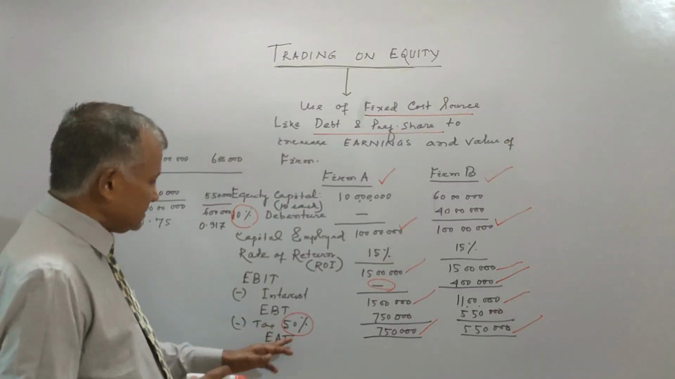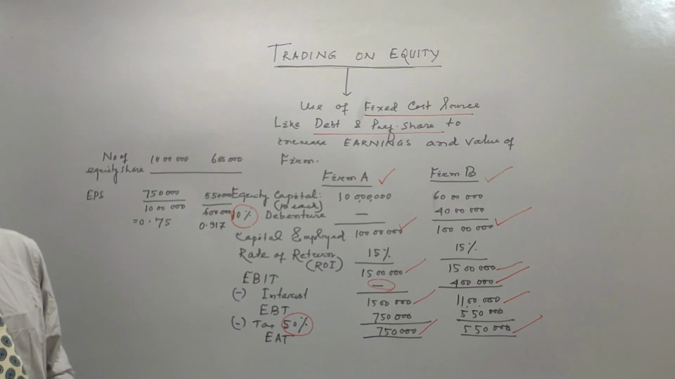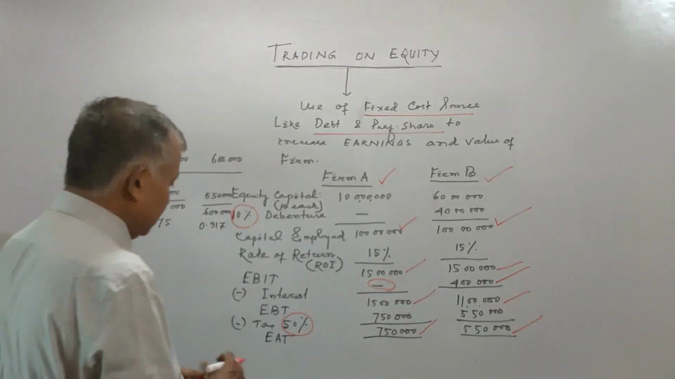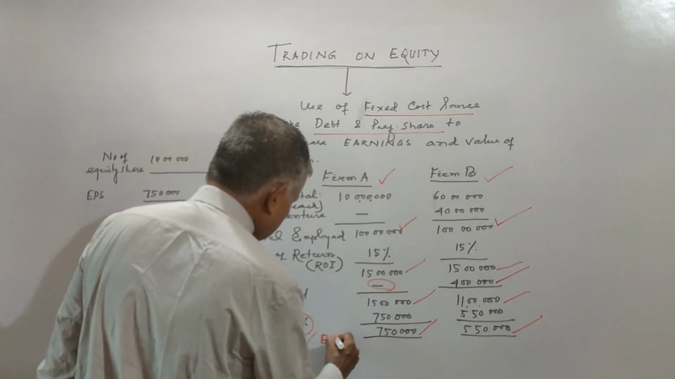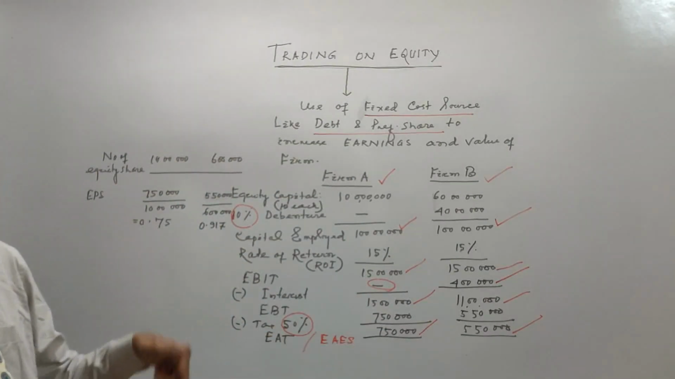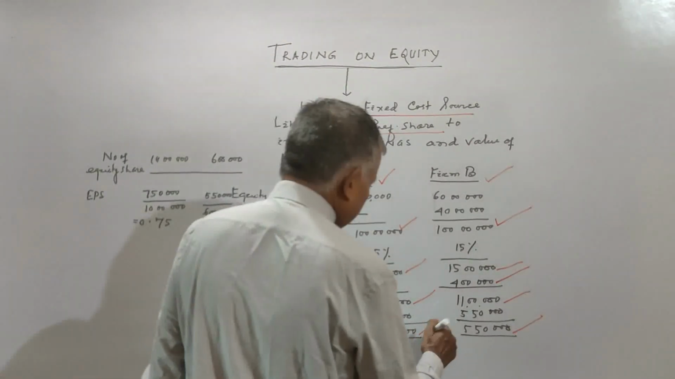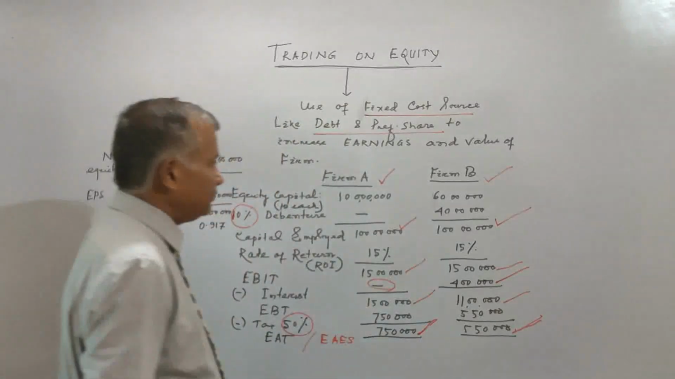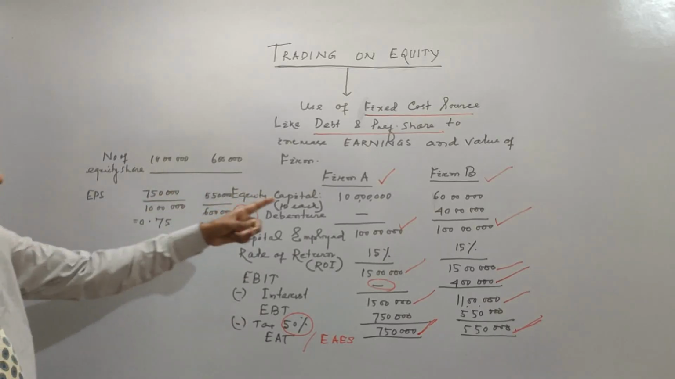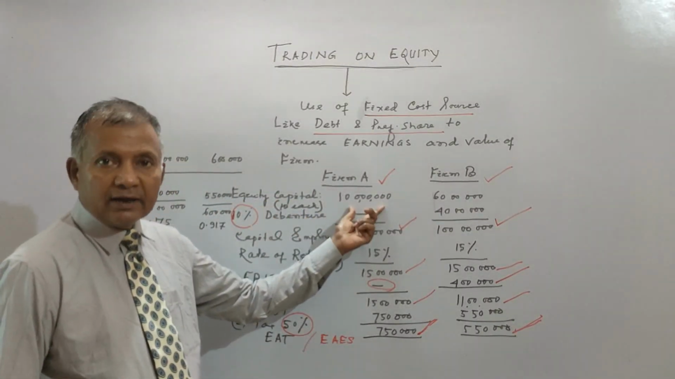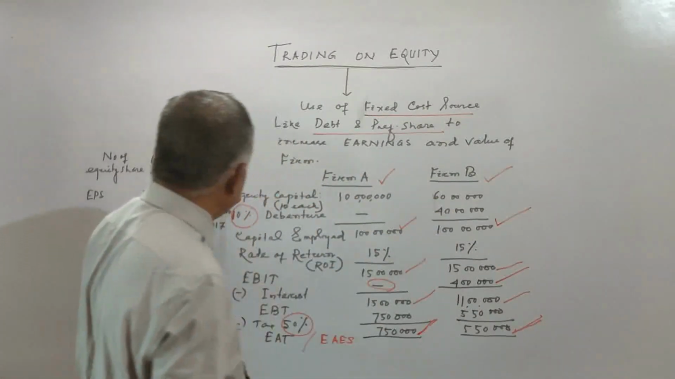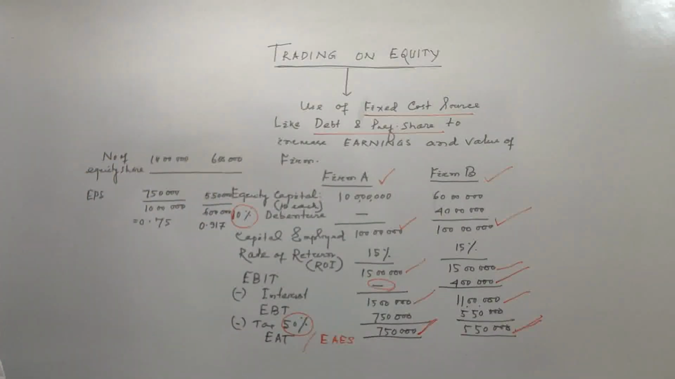There is no preference share here. So whatever is earnings after tax, that is your EAES, earnings available to equity shareholders. This is the earning available to equity shareholders of firm A and firm B. And the number of equity shares in case of firm A, 100 lakh divided by 10, comes to 10 lakh. Here 60 lakh divided by 10 comes to 6 lakh, right?